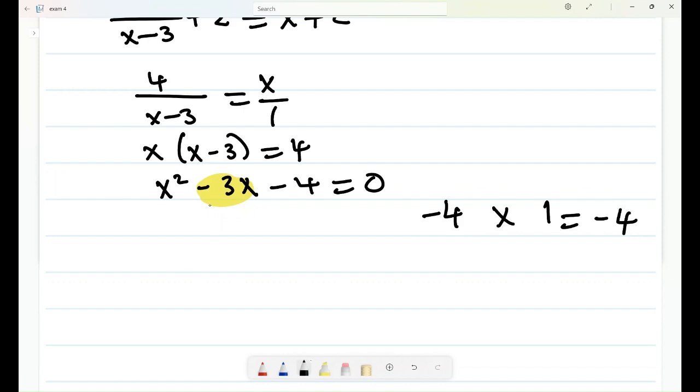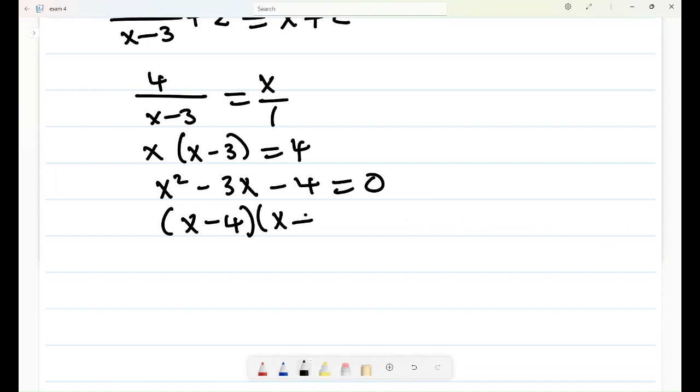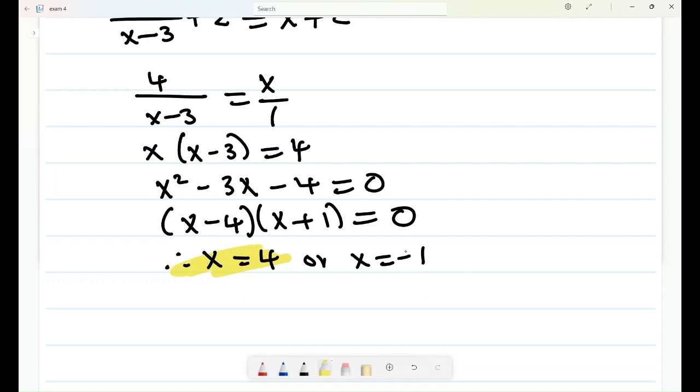However your teacher has taught you this method, you're going to say x minus 4, x plus 1. Therefore, x is equal to 4 or x is equal to negative 1. Therefore, we have answered the question. x is equal to 4 is the first x coordinate where our graph intersects, and x is equal to negative 1 is the other.